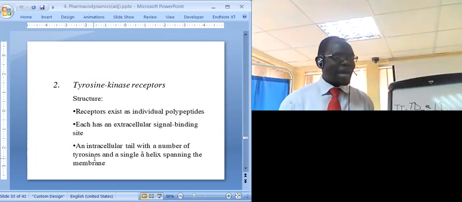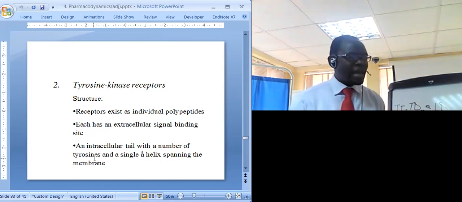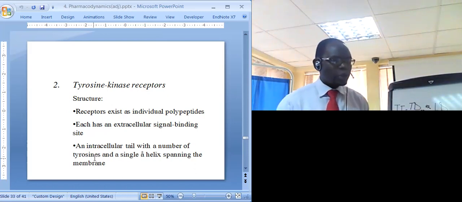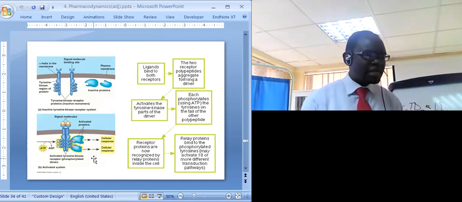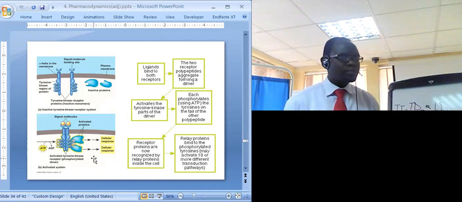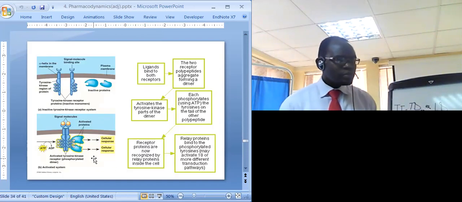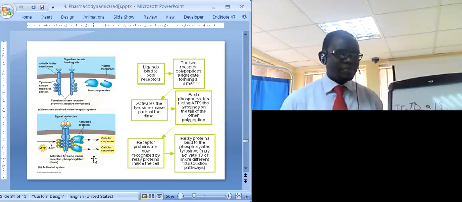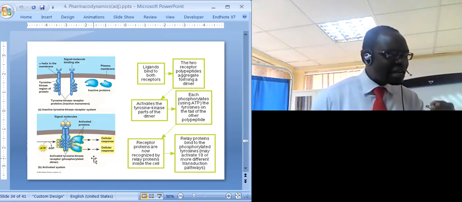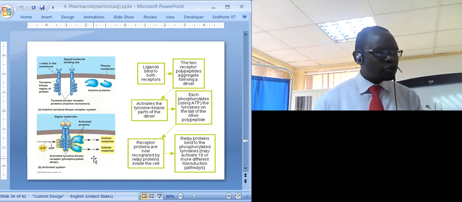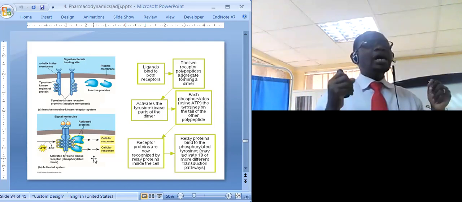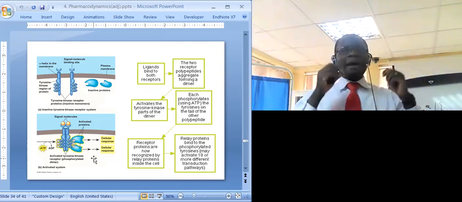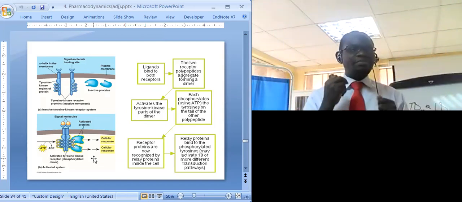So there is an intracellular tail with a number of tyrosines and a single helix spanning the membrane, as you can see here. So that is basically the tyrosine kinase receptor. And so what actually happens is that when the ligand binds, the ligand should bind to both receptors. Once there is binding, there is some form of energy that is created that basically brings about transformational changes.